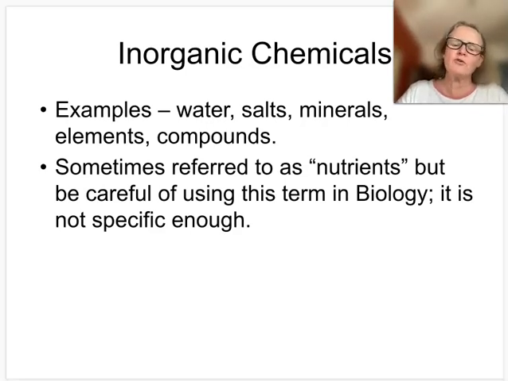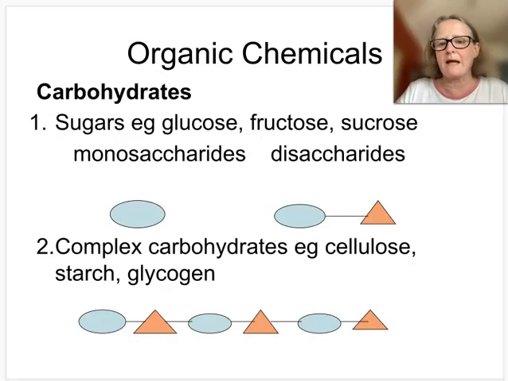And be really careful not to refer to them just as nutrients, because in terms of biology, this is not specific enough. But they're usually dissolved and they move around in our blood and add minor functions to things like enzymes or active groups in compounds like hemoglobin. So you need iron in the middle of that, for example. We're going to concentrate a little bit more on organic chemicals.